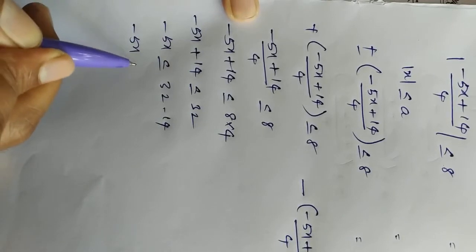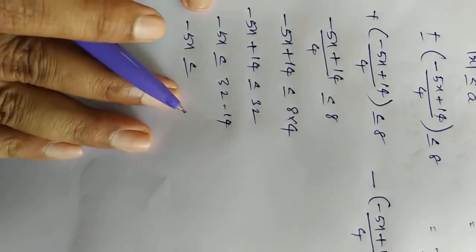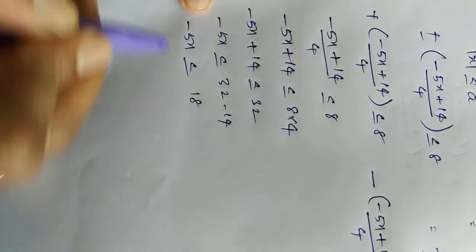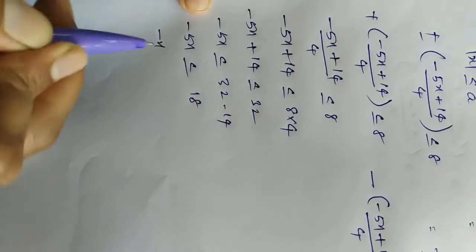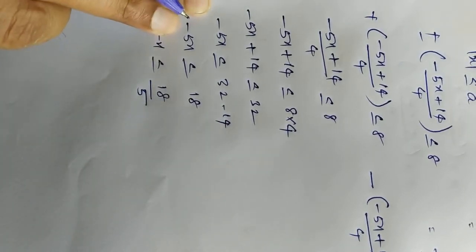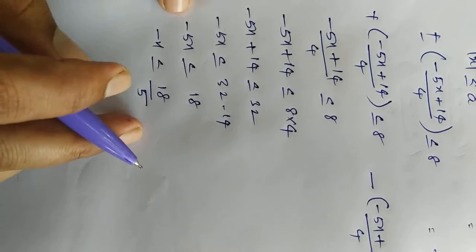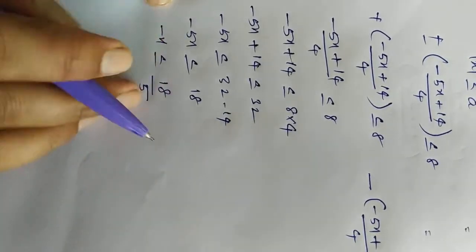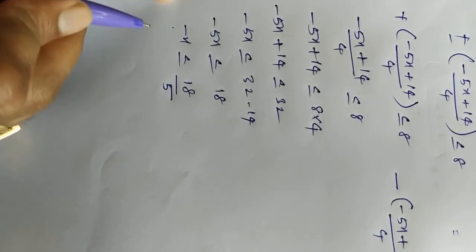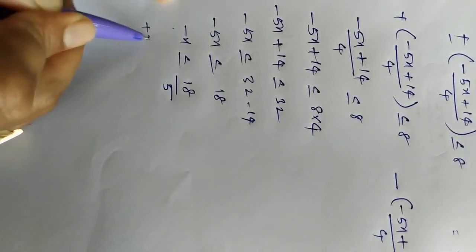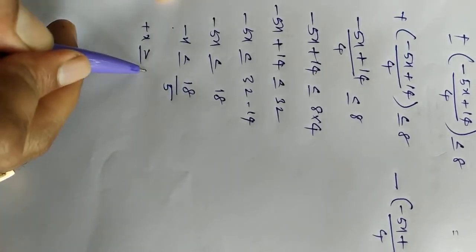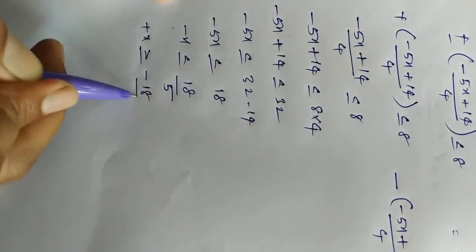So minus 5x is less than or equal to 32 minus 14, how much? 18. So minus x is less than or equal to 18 divided by 5. This 5 is multiplication, and moving to the right side it becomes division. Since x should be positive, multiply with minus on both sides. Minus into minus is plus x, so less than or equal to changes to greater than or equal to. So x is greater than or equal to minus 18 by 5.